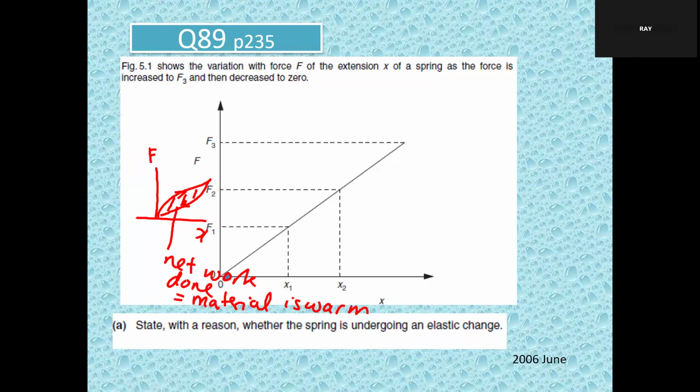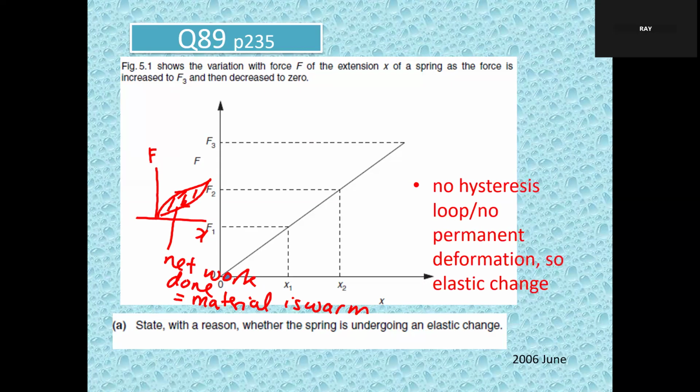State with reason whether the spring is undergoing elastic change. Yes. Reason? Because there's a significant amount of extension, no hysteresis or no permanent deformation. So it is elastic change. It returns to its original length. That's the whole idea.